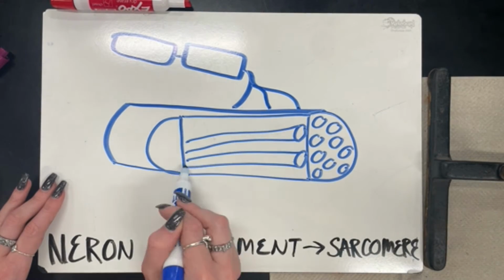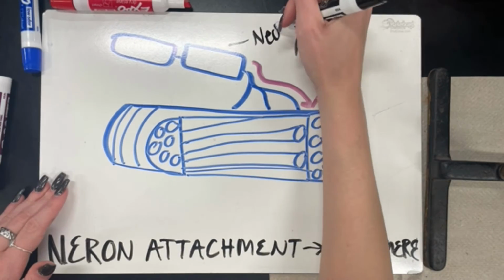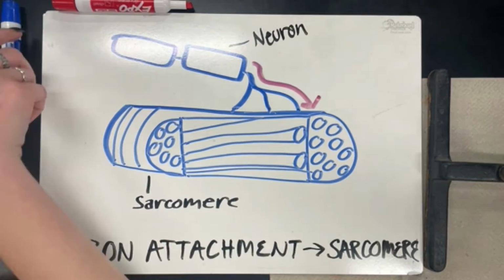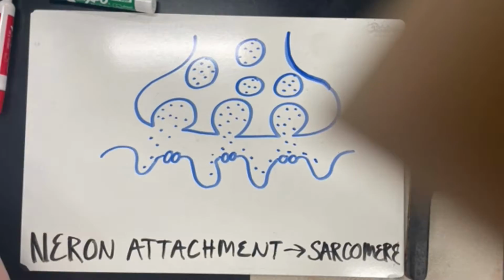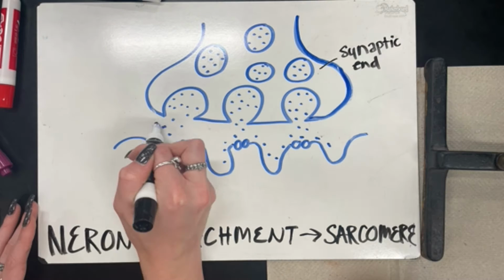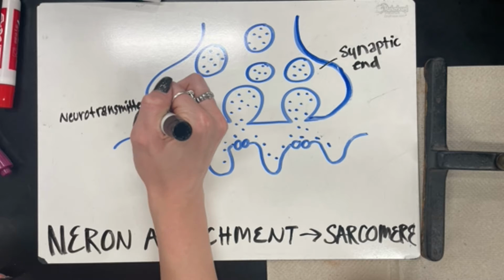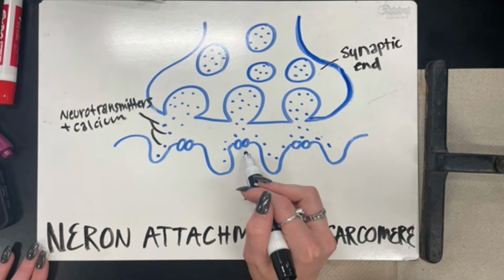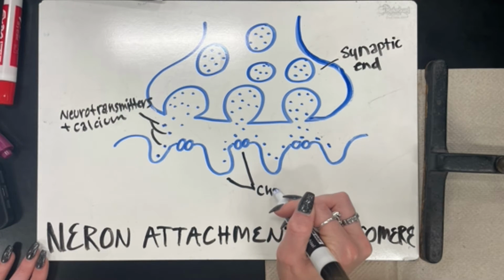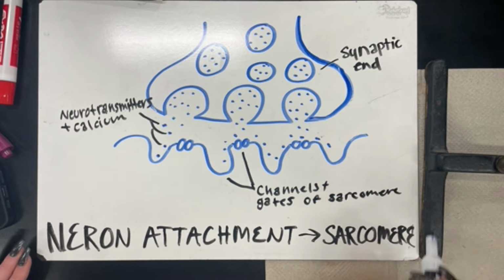Here, the neuron is drawn to be attached to the sarcomere with the action potential shown traveling down the axon terminals. Here you can see where the axon terminal meets the sarcomere up close, with a view of the calcium and neurotransmitters flowing from the terminals towards the gates and channels of the sarcomere.